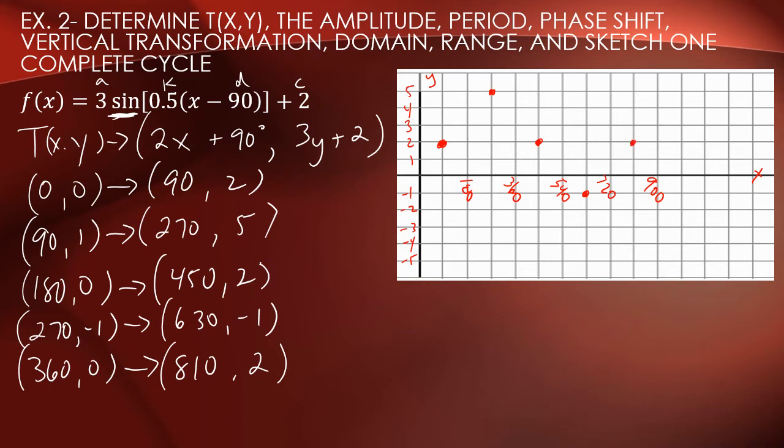And we only want one cycle, so we're not going to put arrows on the end. So we're just going to connect these with a smooth curve, or our best attempt at one. And there's f of x.